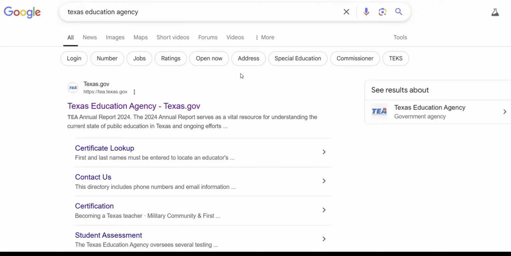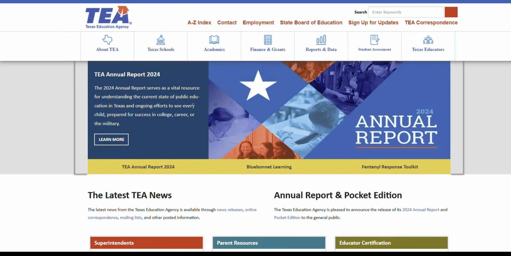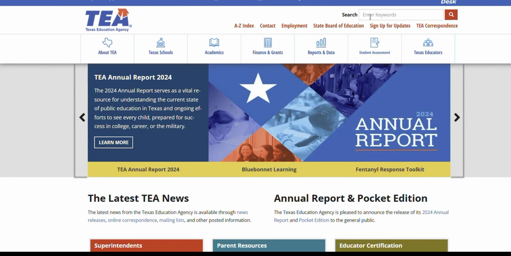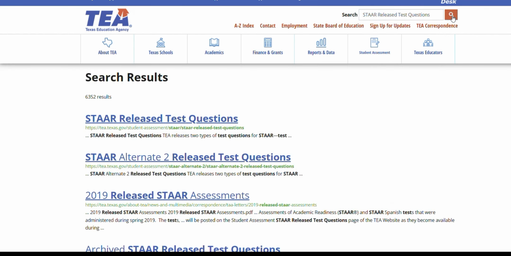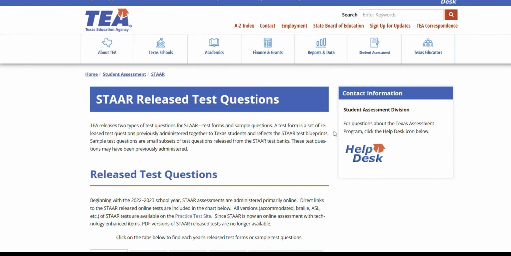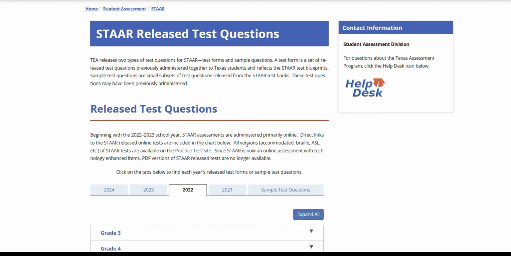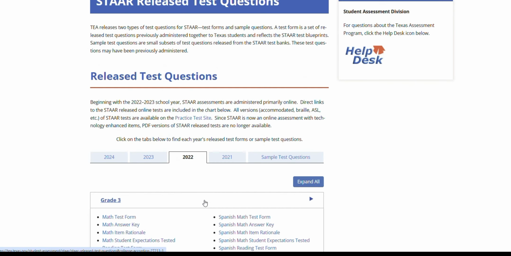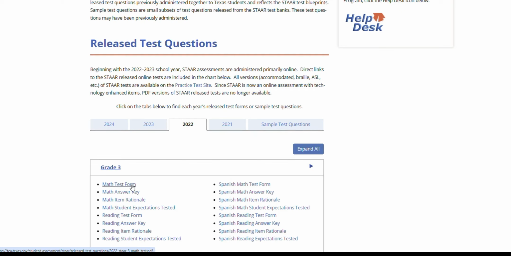We're going to search for the Texas Education Agency on Google. Once we're on the Texas Education Agency website, we'll search for STAAR Release Test Questions. We'll then select the 2022 tab, and from there, choose the grade level, 3rd, 4th, and so on, to locate the math test form.